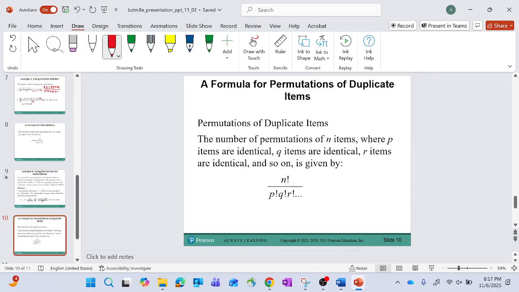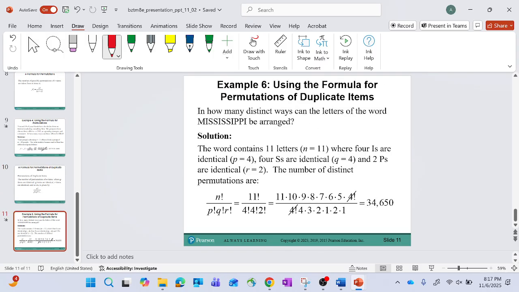We ready? All right. So as an example, in how many distinct ways can the letters of the word Mississippi be arranged? So there are 11 letters. So you have 11 letters to choose from. But the problem is you have 4 I's, 4 S's, and 2 P's. So you have some duplicate items in there, which are just the same letters. So that's why the permutation is now 11 factorial over 4 factorial times 4 factorial times 2 factorial.